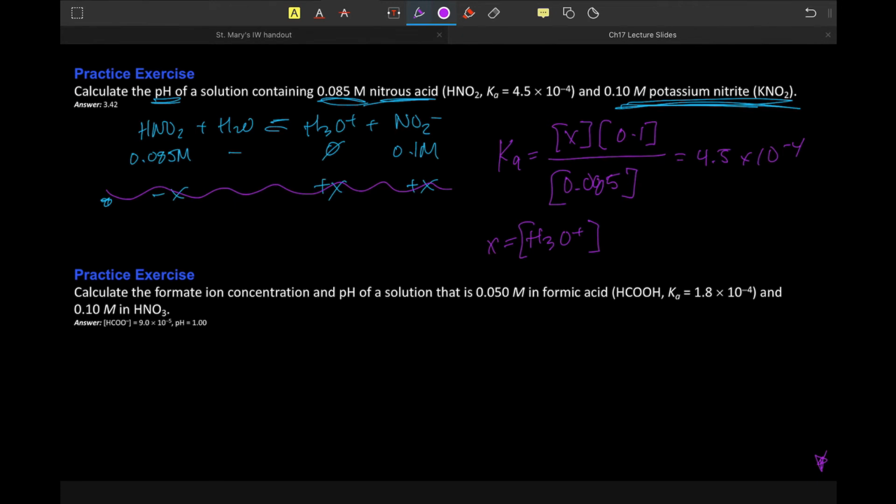All right, next up: calculate the formate ion concentration and pH of a solution that is this concentration of formic acid and this concentration of nitric acid. At first you're like, oh, it's the same. And then you look at it and maybe it's not the same. So let's start by writing out the reaction like always. Formic acid, HCOOH, plus water, and that's going to give us this, because that's our weak acid, because it's not one of our strong ones.